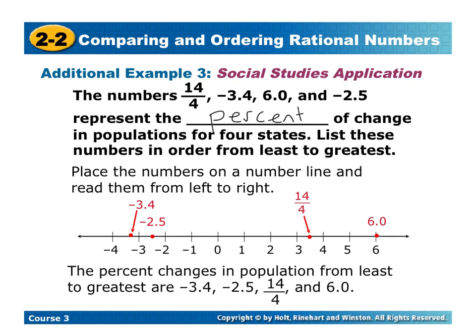So if you look below, they're actually already on the number line, and we're going to read them from left to right. So here we have -3 and 4/10 is going to be less than -2 and 5/10. And then 14/4, which is the same thing as 3 1/2, is going to be less than 6. So here we would just read them from left to right. So you can see below -3 and 4/10, then -2 and 5/10, 14/4, and then 6 would be our greatest.